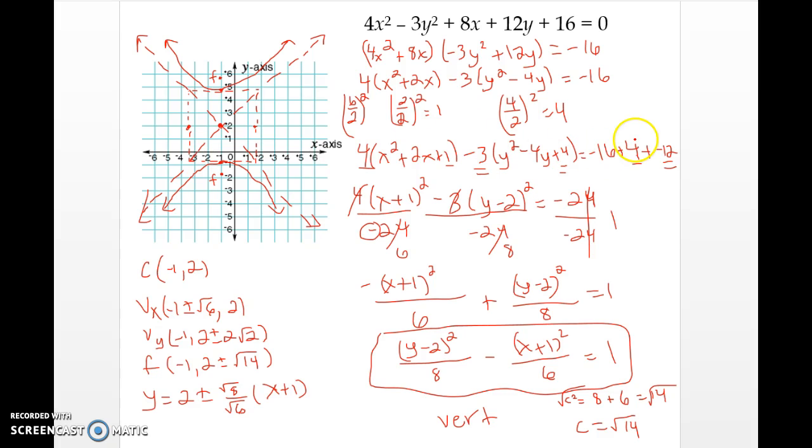Finding the equation, being really careful of your minus signs. When you factor out that -3, you're changing the inside sign here. And then when we divide by -24, the x became negative and the y became positive, and then we had to flip them to get our proper form. So be very careful about that once you find all your stuff. And this is the end of the hyperbola videos.